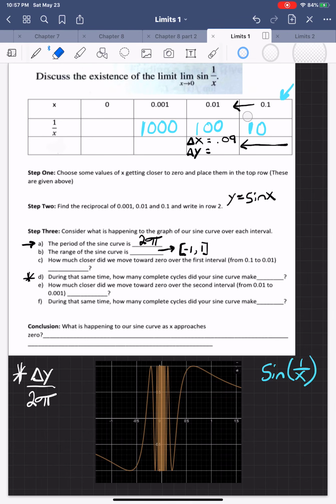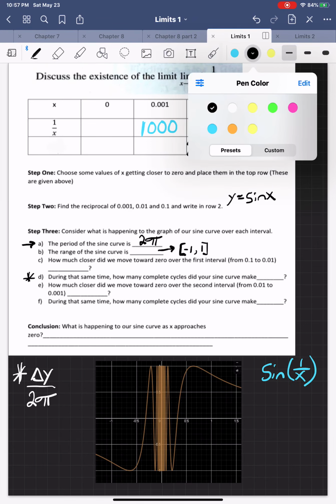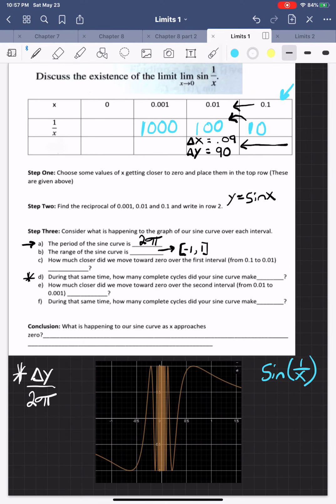Okay, well, how did y change? So y changed from 10 to 100. So the change in y would be 90, 100 minus 10. And now, just to make sure you understand everything that's happening here, if you take your change in y, which is 90, and divide that by 2 pi, because 2 pi is the length of the period of the sine curve, you would get roughly 15.